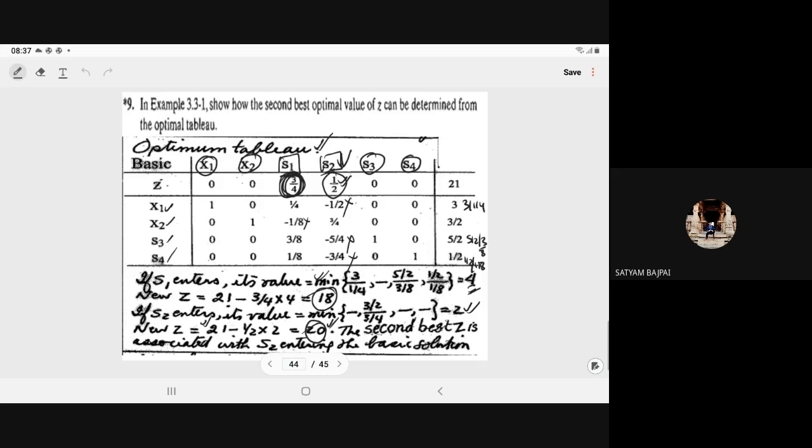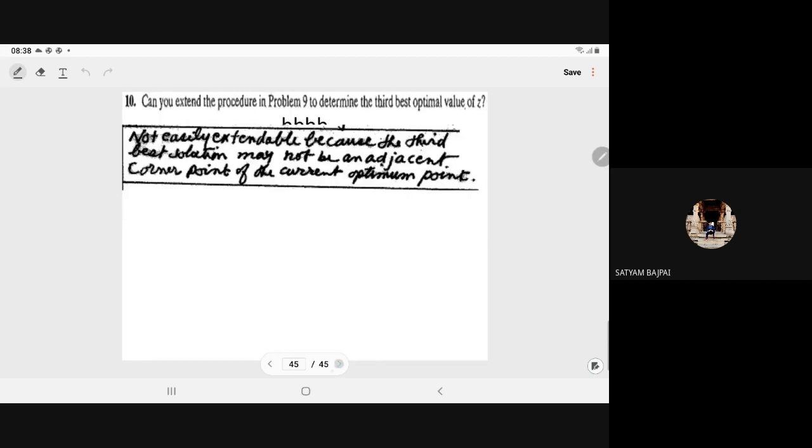No, you cannot generate it, because we do not know from where we have the value 20. So it is not exactly extended, because the third best solution may not be the adjacent corner.